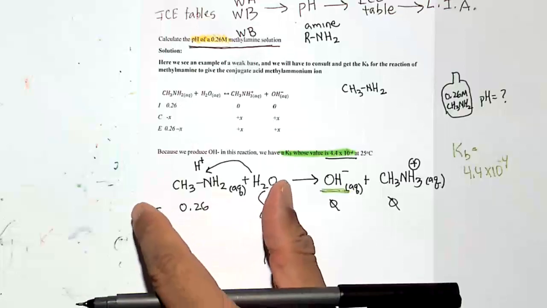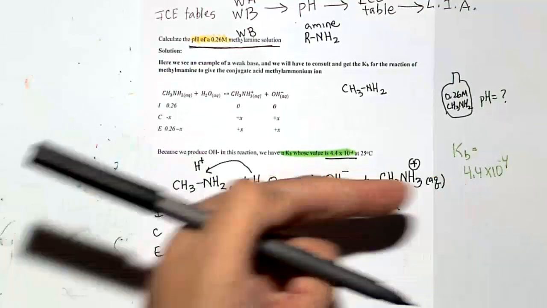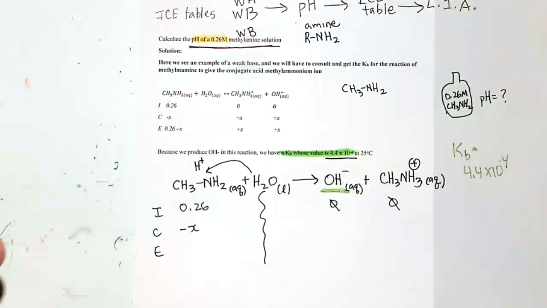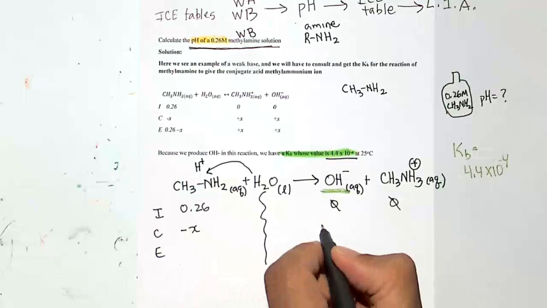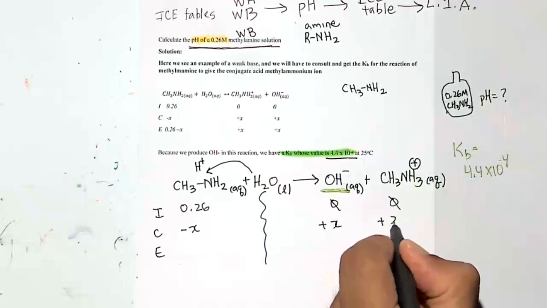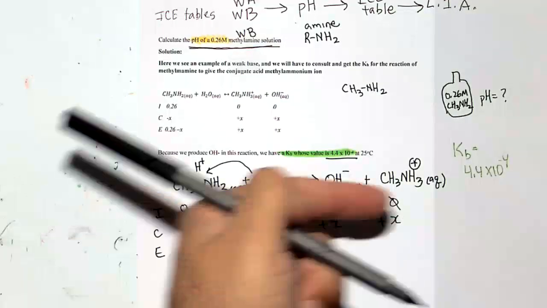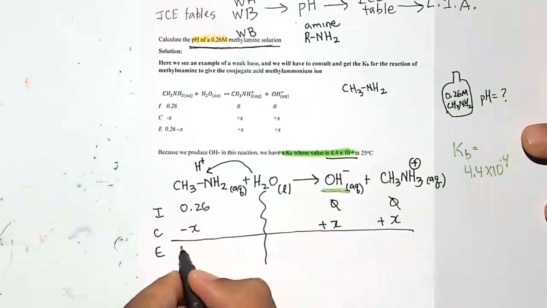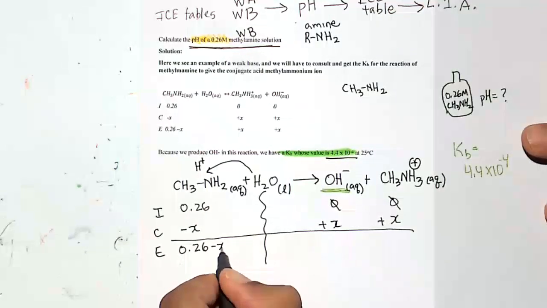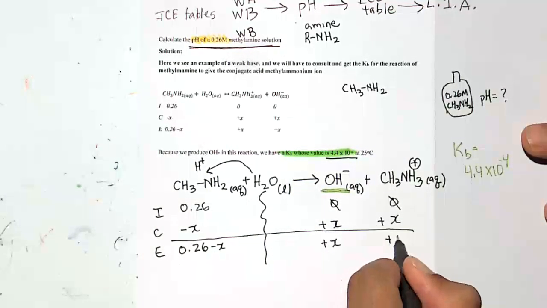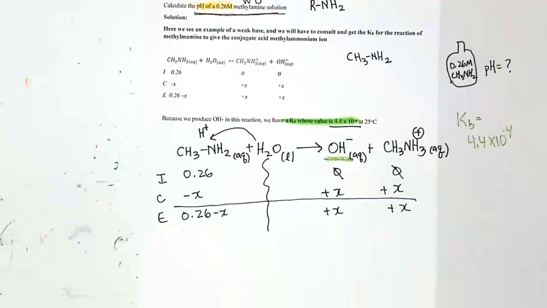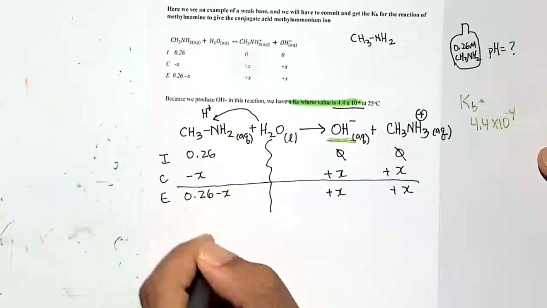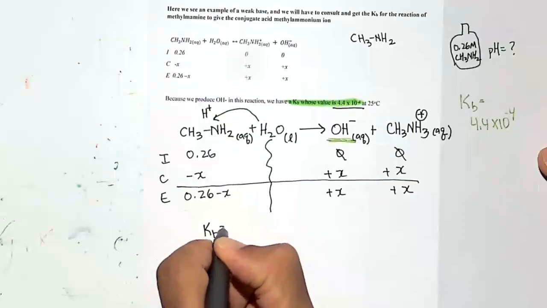4.4 times 10 to the minus 4 is this Kb, so predominantly it's here, but some of it will go this way. So the amount that will go to the right is minus x, plus x, plus x. That is to say, some of this methylamine will perform this reaction. So at equilibrium, this is 0.26 minus x, this is plus x, and this is plus x. This is the equilibrium concentrations.